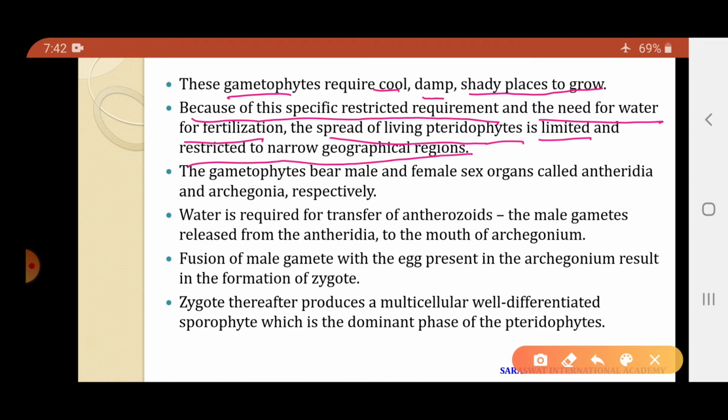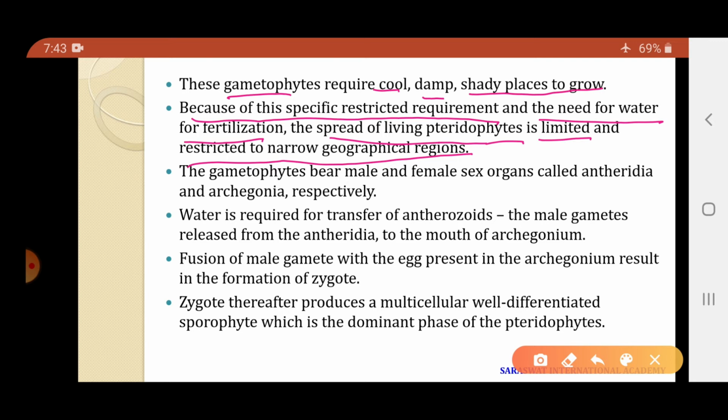अभी cool, damp and shady places geographically हर जगह पे available नहीं भी हो सकती है. And another thing is they require the water for the fertilization. So due to these two limited requirements, they grow in the limited areas. Now I told you that sporophytes will form the spores. These spores will germinate and form the gametophyte. The gametophyte here is called as prothallus. It is free living, it is multicellular, it is photosynthetic, right? But it is thalloid. यानी यहाँ पे in the gametophyte of pteridophytes there is no proper root, stem and leaves.